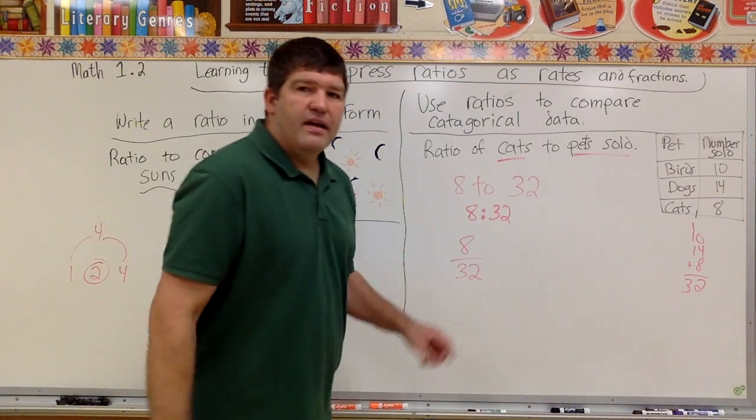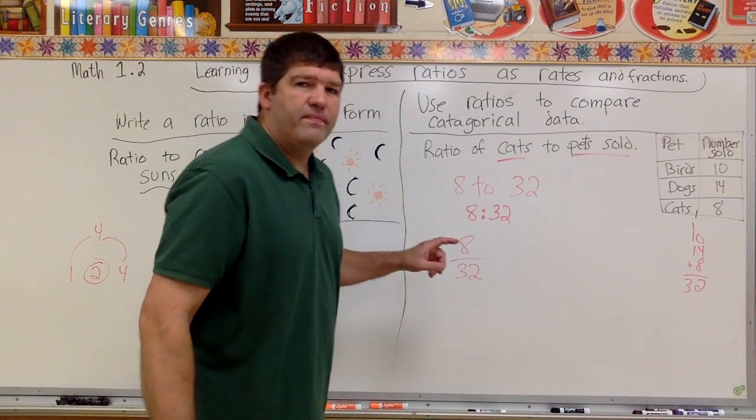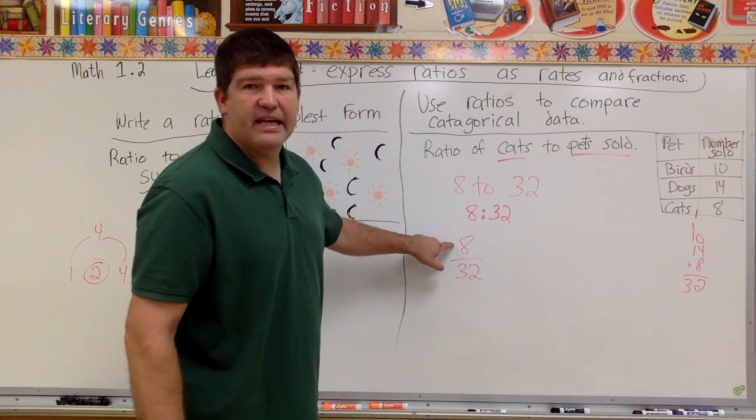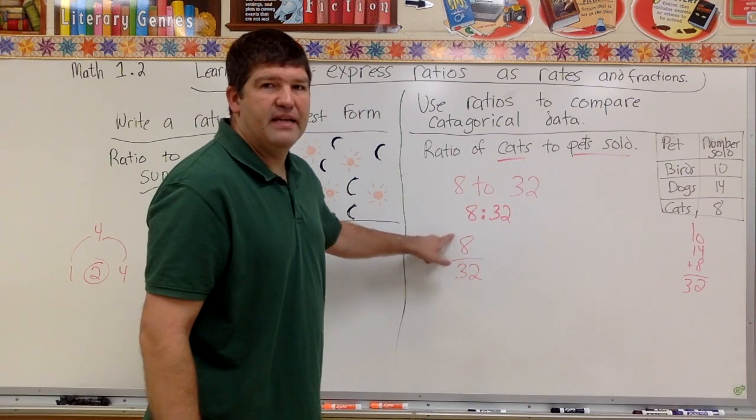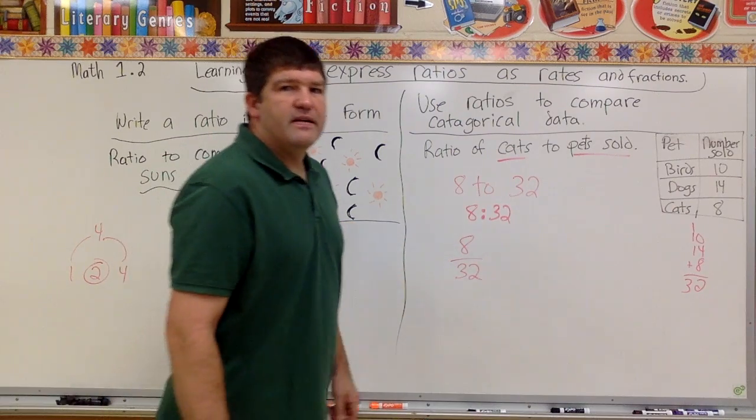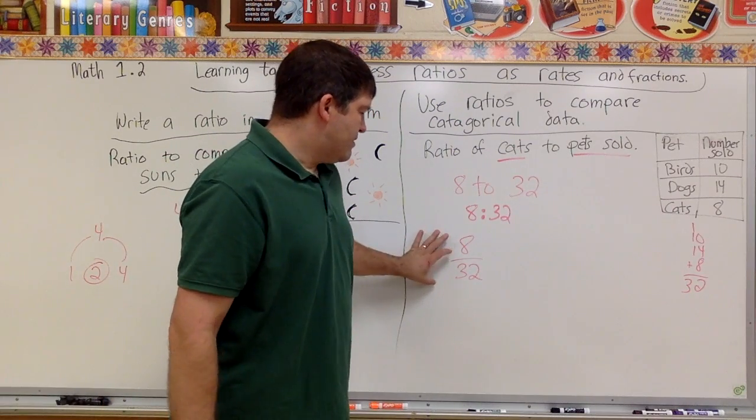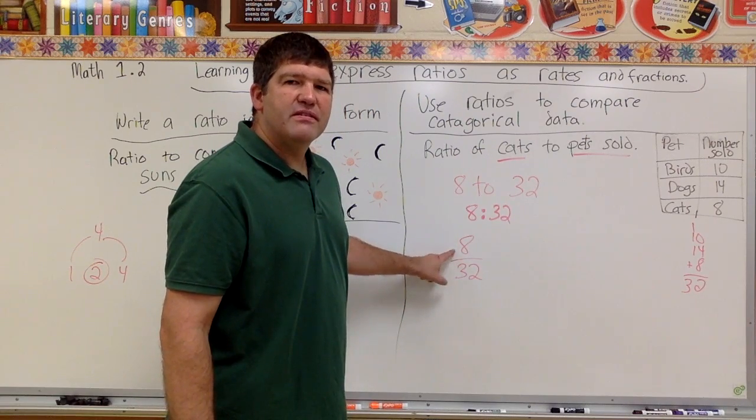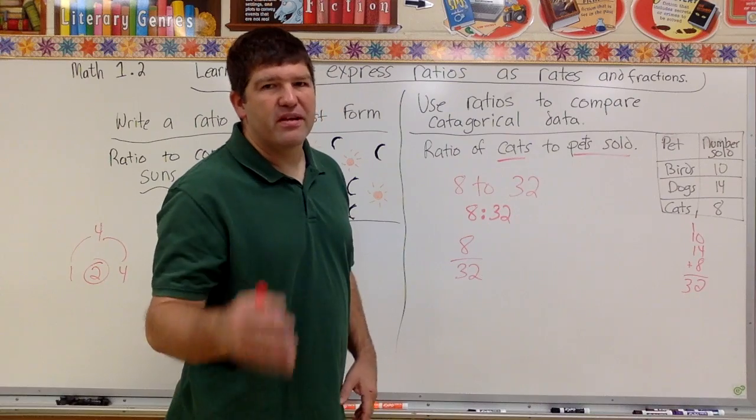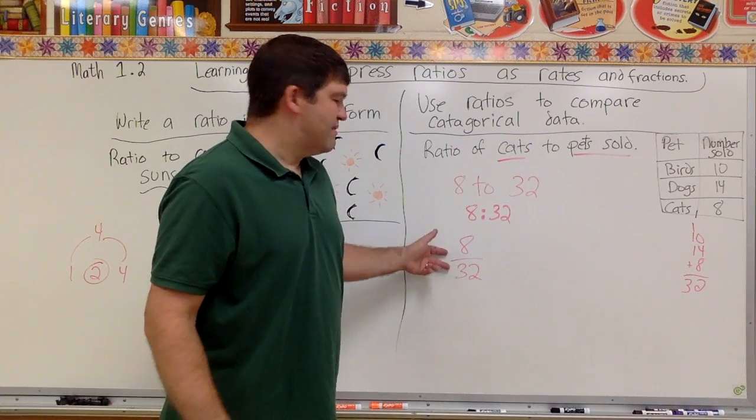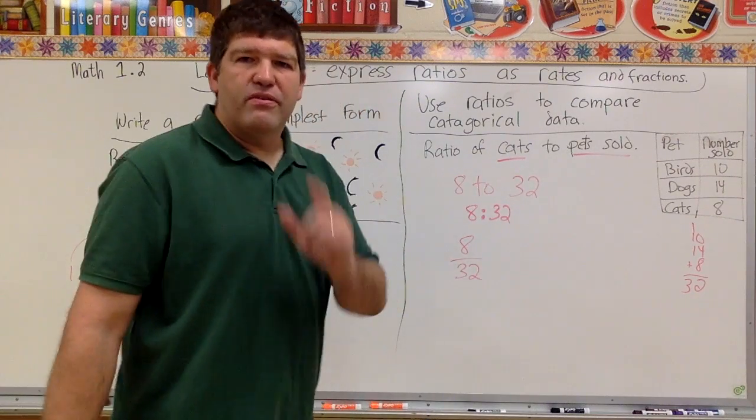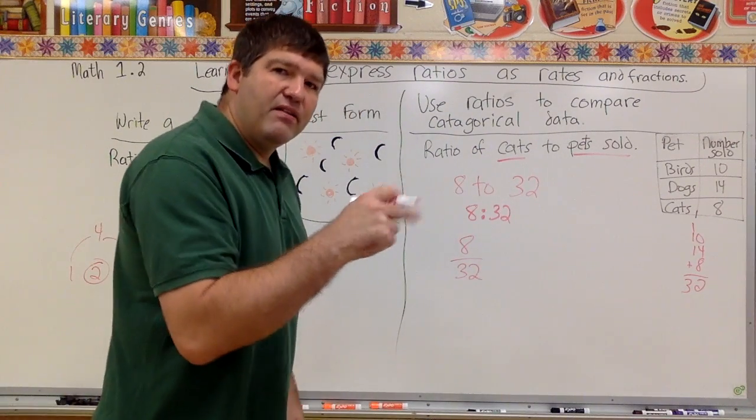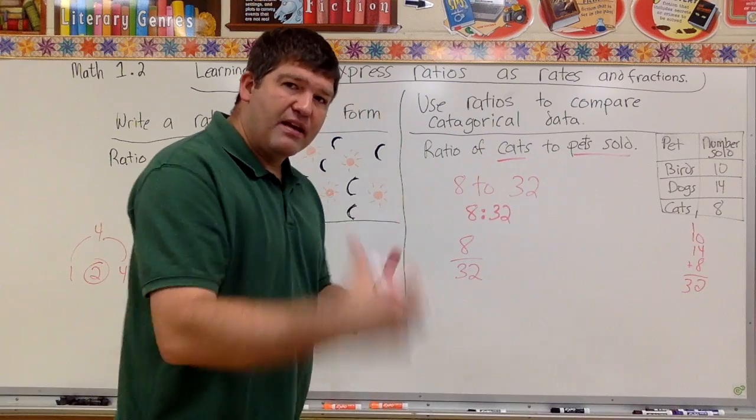For the 32 pets sold, 8 cats were sold. 8 to 32. Now I'm looking at this, and I see that they're both even numbers. Once I know they're both even numbers, I know they can be reduced. I know this is not in its simplest form. What I need to do is find the greatest common factor of 8 and see if any of those factors go into 32. And then I can reduce it.